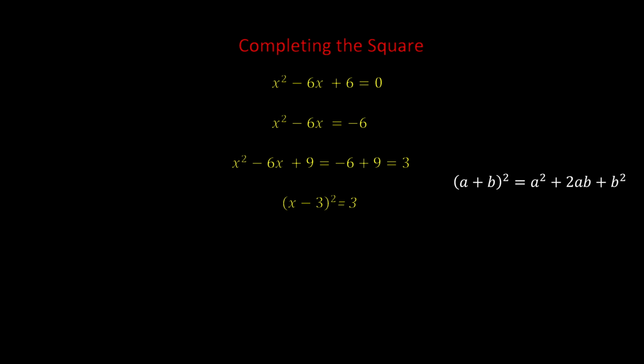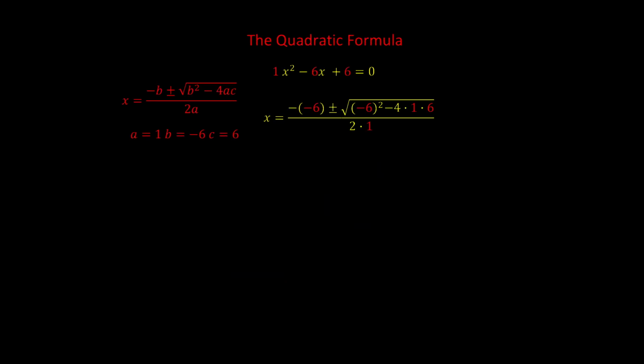Taking the square root of both sides gives x minus 3 is plus or minus the square root of 3. We can take x to be 3 plus the square root of 3, so y is then 3 minus the square root of 3. Note that we could interchange x and y and end up with just a relabeling of the same solution. Finally, we can plug the coefficients of our equation into the quadratic formula and simplify.